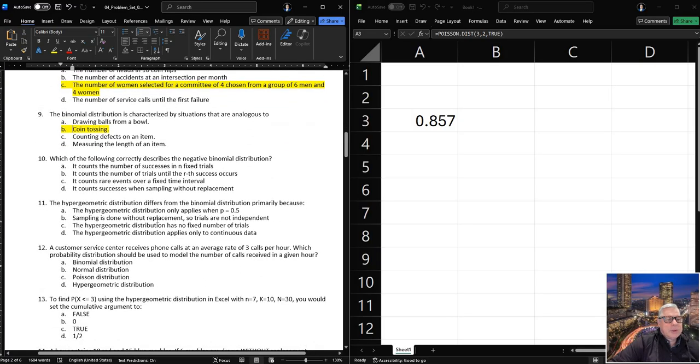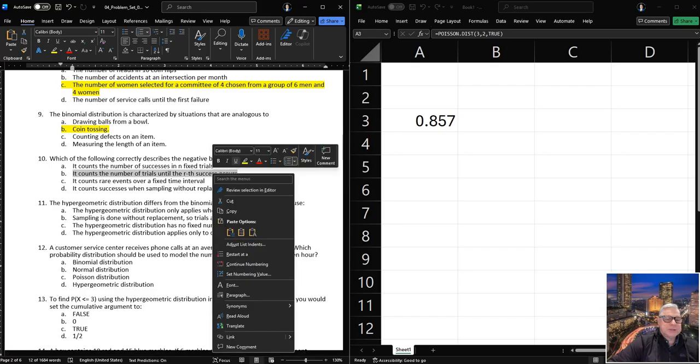Which of the following correctly describes the negative binomial distribution? Okay, so it has something to do with the failures. It counts the number of successes in n fixed trials? No. It counts the number of trials until the rth success occurs. That sounds right. It counts rare events over a fixed time interval? No, that would be Poisson. And it doesn't count successes without replacement, so B is correct.